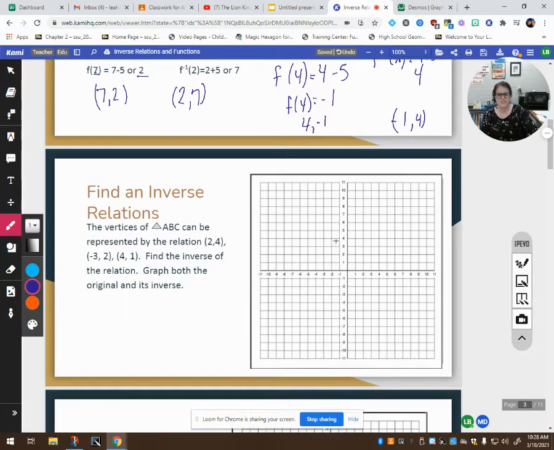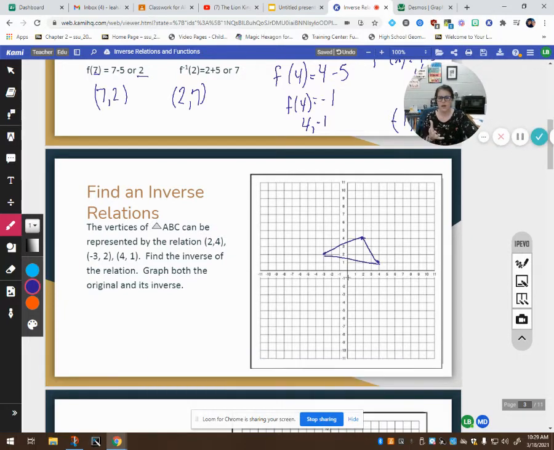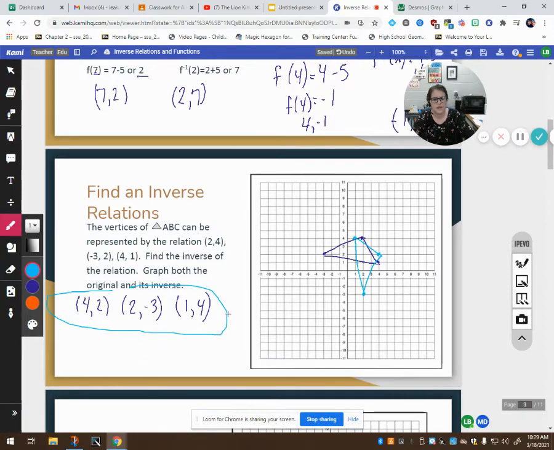So let's look at what this would look like on the graph. So we're going to plot the ordered pairs 2, 4. I'm going to pause the video and plot this real quick. And voila, there it is. So the inverse would then be 4, comma 2, 2, negative 3, and 1, 4. So now let's plot those in blue. And voila, there it is. So these are inverse relations.